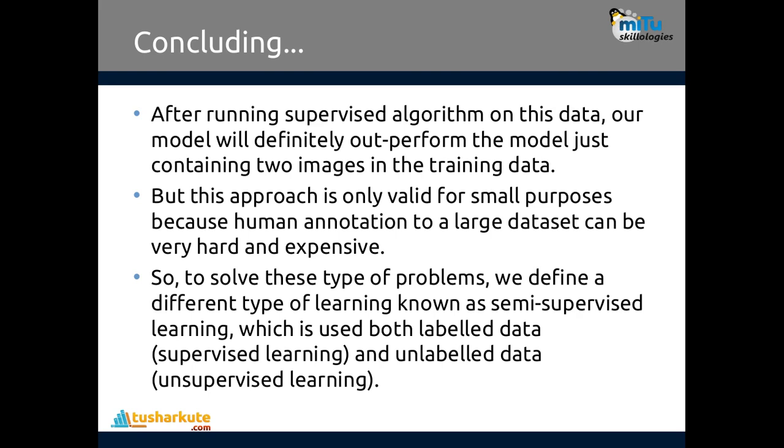To solve this type of problem, we define a different type of learning known as semi-supervised learning, which is used for both labeled data, just like supervised learning, and unlabeled data. I'll just revise what we have done in supervised learning. In supervised learning, we have the input and output. Outputs are the classes, inputs are the features. We find a relationship between the input and output, and then we do the predictions.